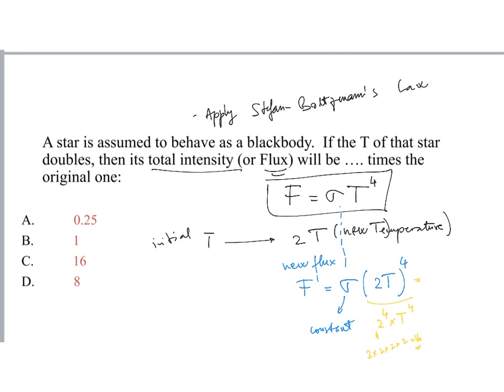Then I can take this 16 factor out. So it's going to be 16 times sigma T to the 4. And I can group them, and here's what I find. This is the flux, the initial. So, what do you think? The new total intensity will be how many times the original one, right? So the temperature at the start doubles. The new intensity is going to be 16 times higher than the original one. And we just proved it here. So that's about it for now.